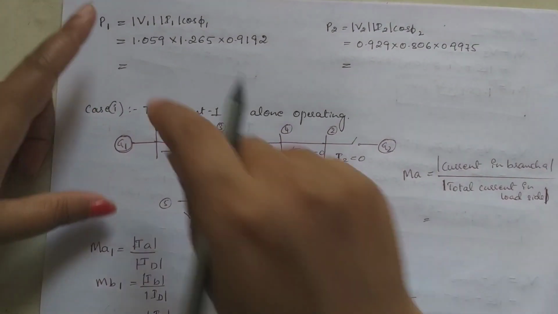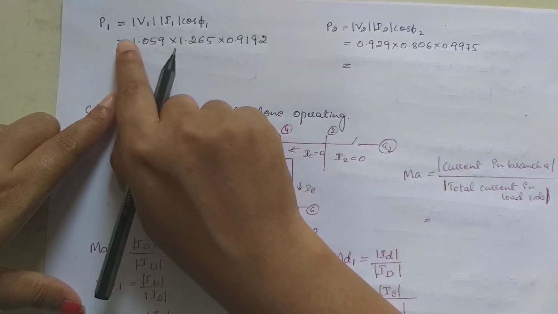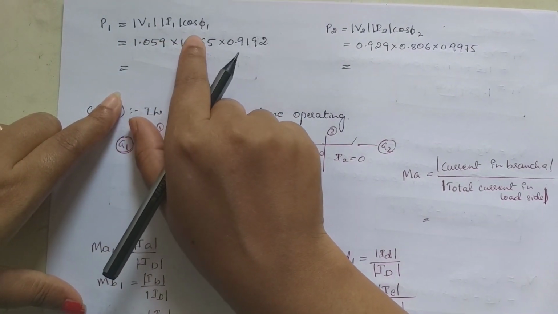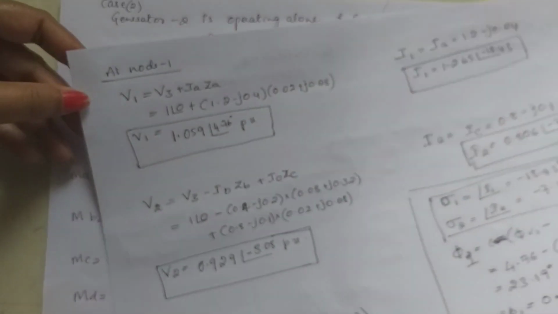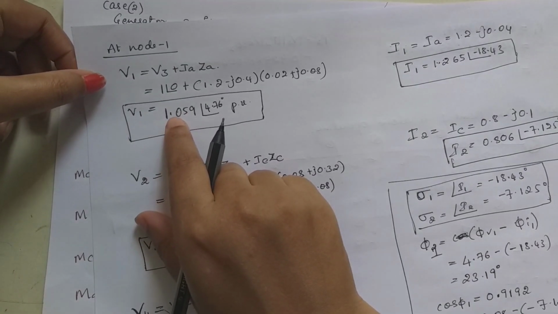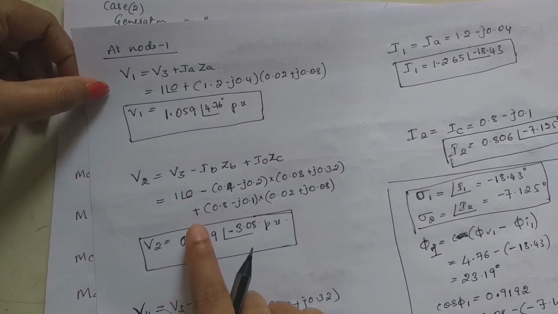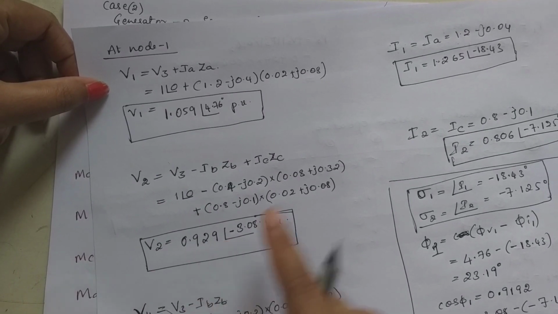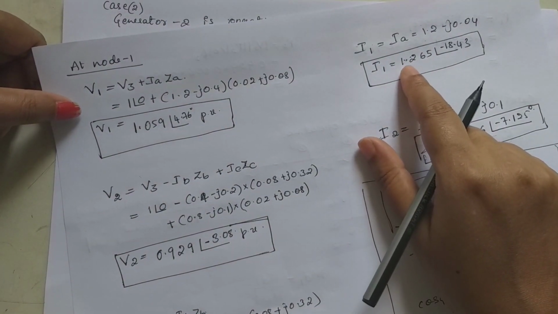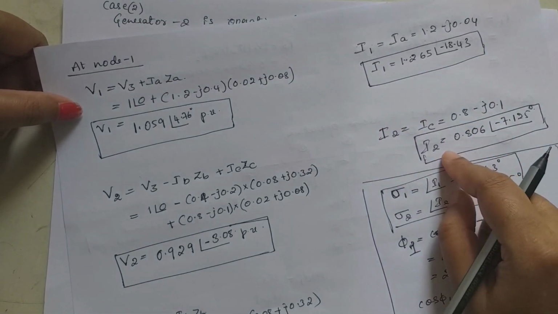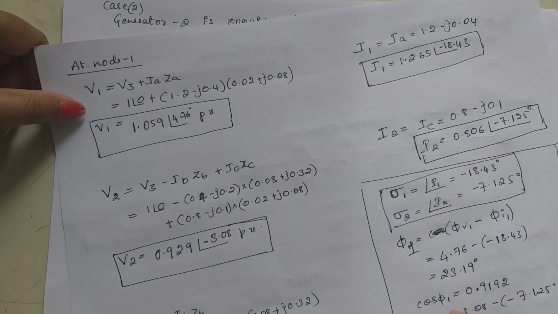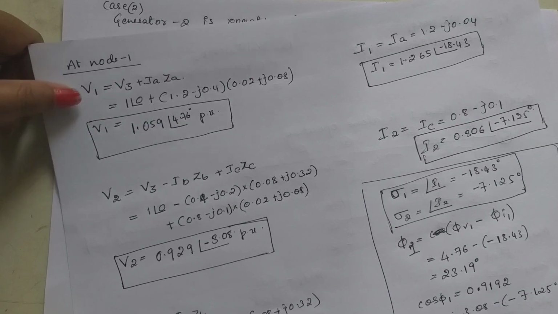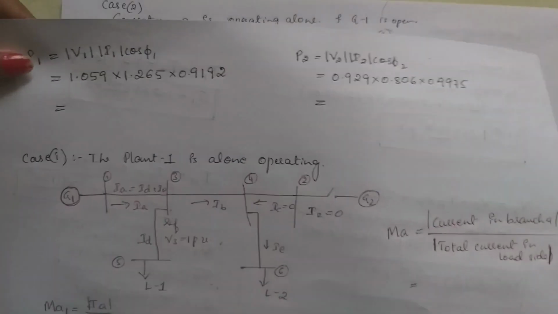Next, power P1 is equal to V1 I1 cos phi 1. The magnitude of V1 is 1.059. The magnitude of V2 is 0.929. The magnitude of I1 is 1.265. The magnitude of I2 is 0.806. Cos phi 1 is 0.9192. Cos phi 2 is 0.9975. Substitute everything in that equation.